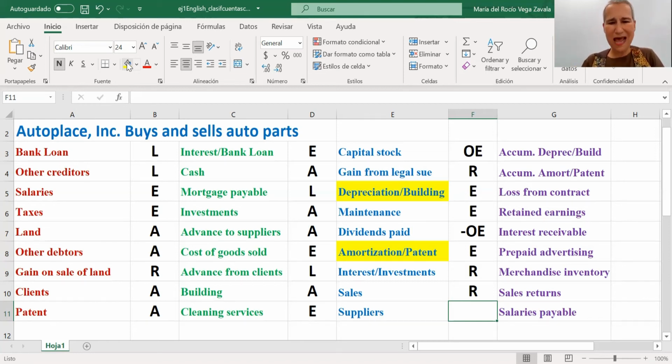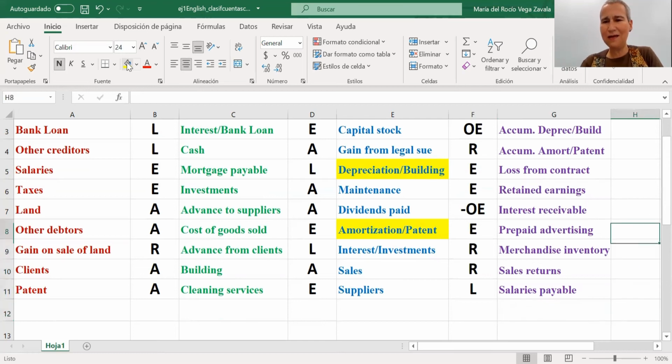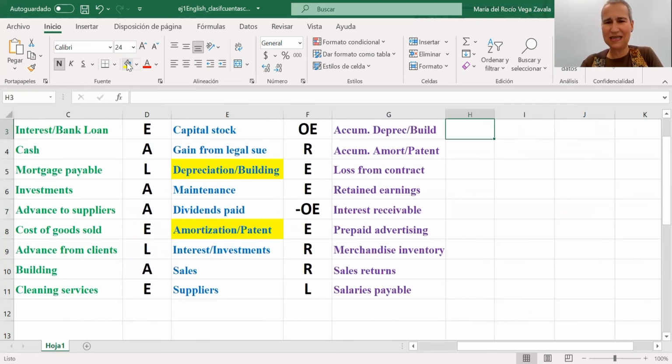What about suppliers? Suppliers is the amount that I owe to my suppliers. It's the same as accounts payable. So if I owe, that will be a liability. Okay, last column, perritos. Let's do it. Oh my God, that is a tough one.